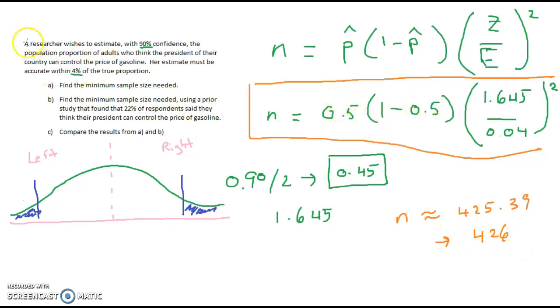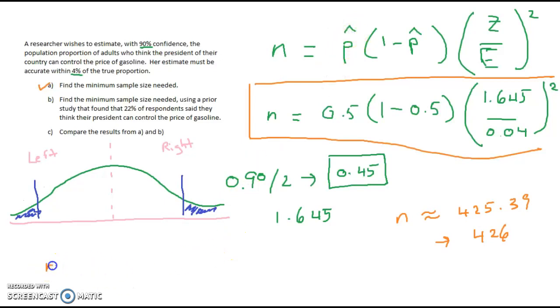Now, that's part A. So check, check. That's what we would need. Then it says, find the minimum sample needed using a prior study that found that 22% of respondents said they think the president can control the price of gasoline. Well, it's exactly the same equation, but now, unlike in the first case, where we did not know what any of the proportions were at the beginning and therefore just assumed 0.5, 50% said yes, 50% said no, now we know that 22% said yes, and therefore we can plug that in for the p-hat.